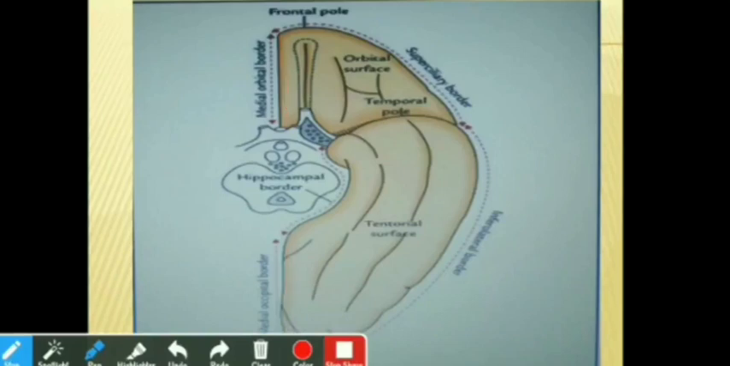So now about the hippocampal or the inferomedial border. It surrounds the cerebral peduncles. Cerebral peduncles are the large bundle of nerve fibers that connects the cerebral hemisphere and the spinal cord.